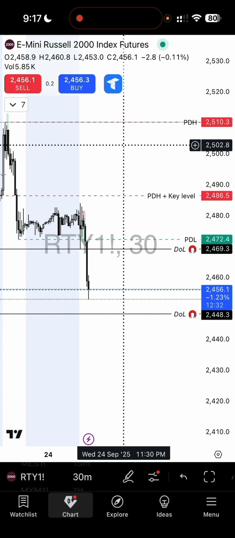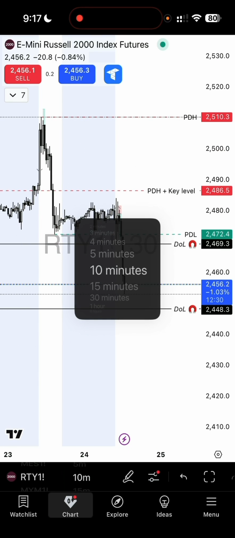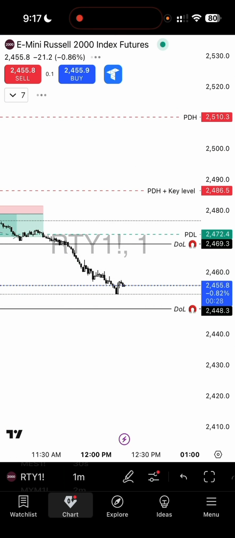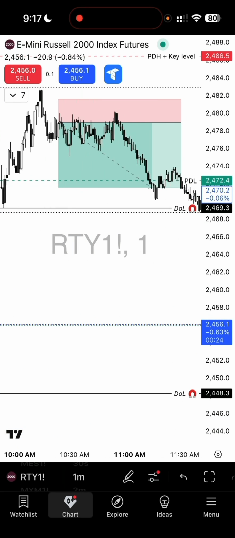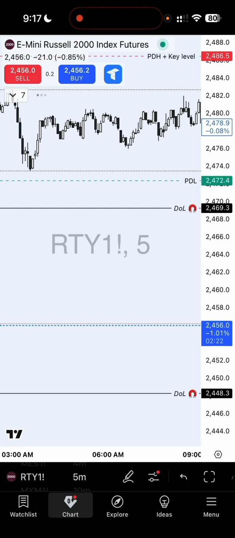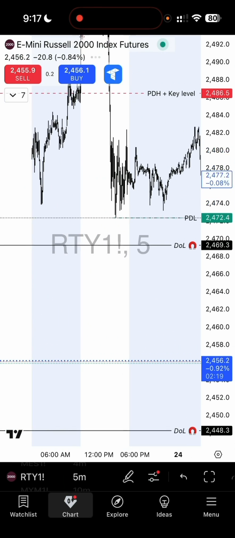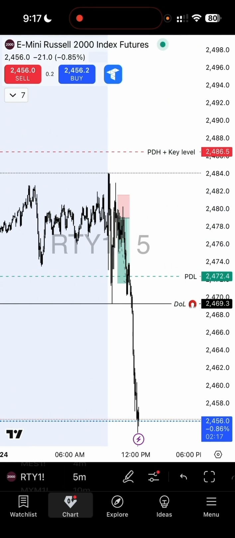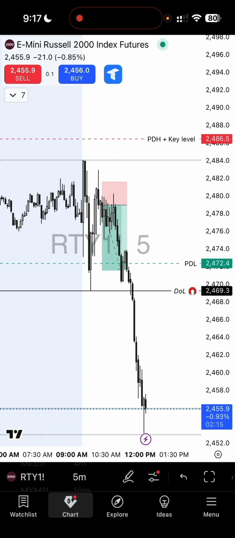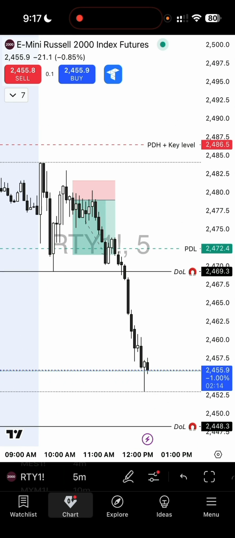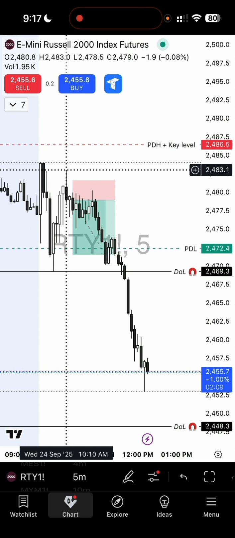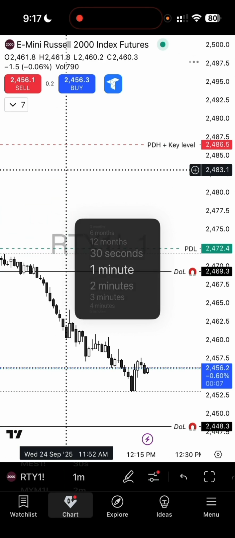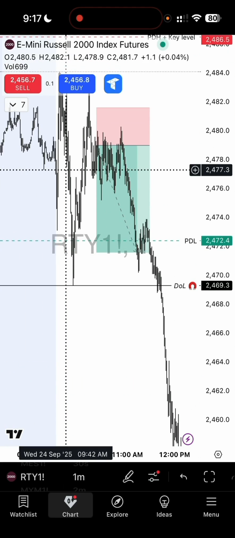With RTY, I took the trade based on 5 minute and 1 minute confluence. The reason 5 minute confirmed my bias that it's to the downside is because we ended up creating lower highs. This is a second lower high. Let me show you all.